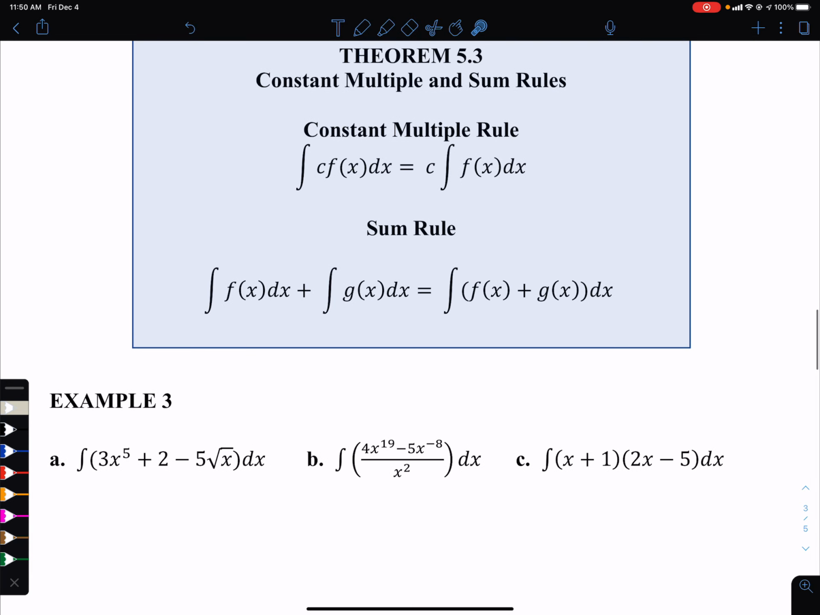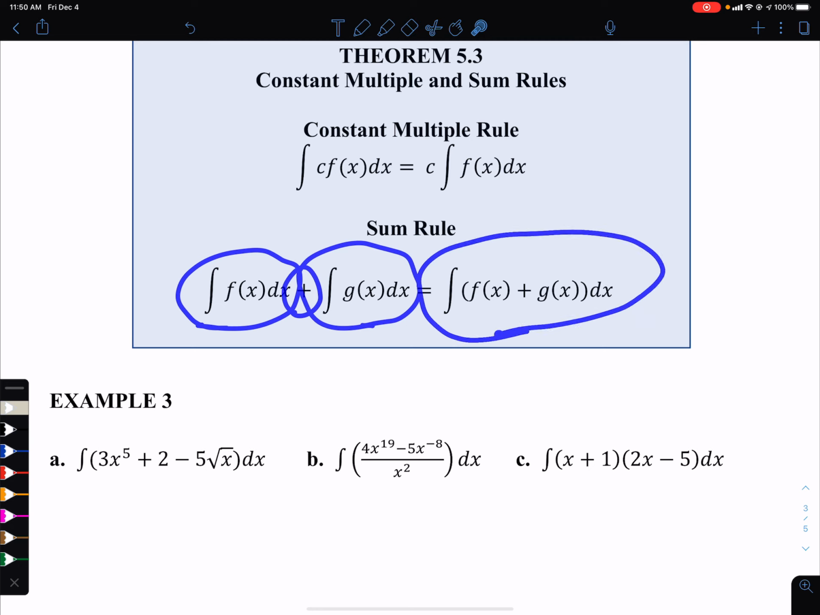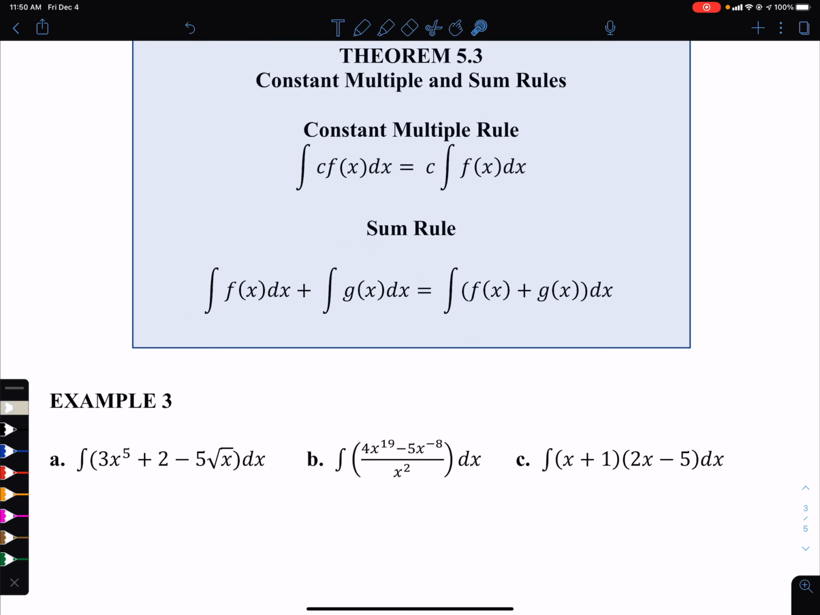Couple more rules. If you have a function times a constant, and you want the antiderivative, you can take that constant out and find the antiderivative of just your function, then multiply by that constant later. And then, if you have the integral of 2 separate functions and you're adding them, it's the same as the integral of them added together. So you can combine or separate. So if you start with 2 functions together, you can separate it to 2 separate functions.